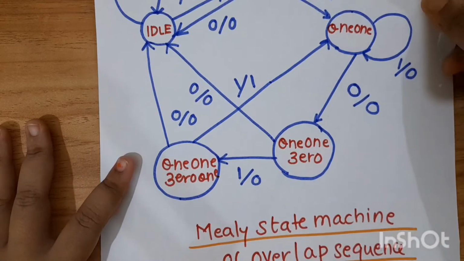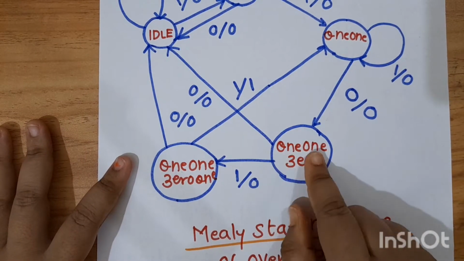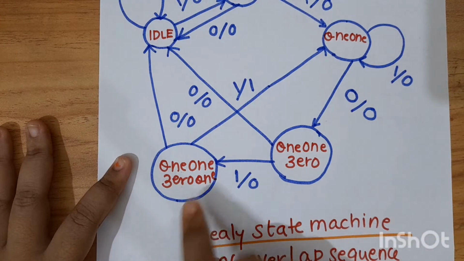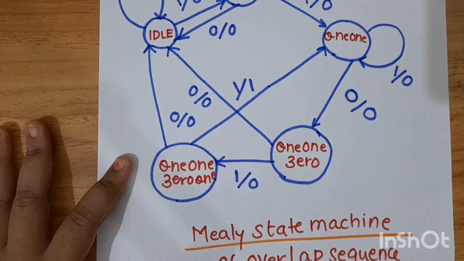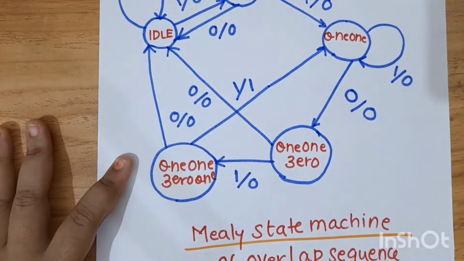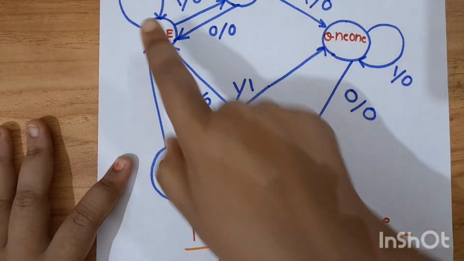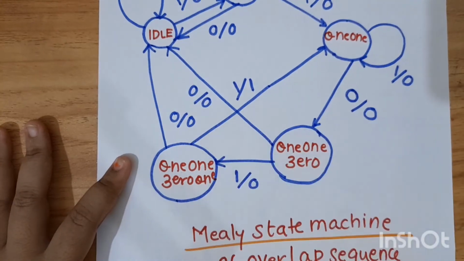Okay. Now I reached here 110. In 110, if I get another 1, I move to the 1101 state. But if I get 1100, 2 consecutive 0s, that means the loop of that 11011 pattern detection has broken. So I need to move to the idle state only. Okay, that loop is broken, so I move to the idle state. Input is 0, output is 0.